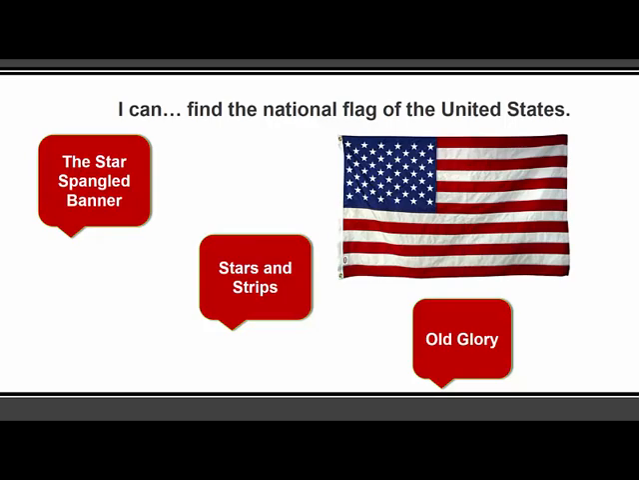Nicknames for the flag included on the speech bubbles are sometimes used when speaking of the national flag: the Stars and Stripes, Old Glory, and the Star-Spangled Banner. The learning target for this standard for students is I can identify or find the national flag of the United States.